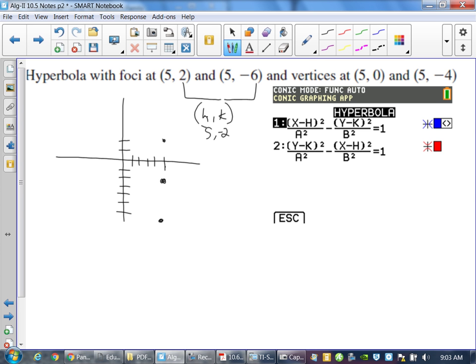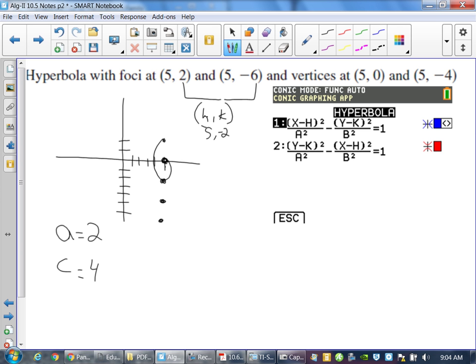Now I have vertices at 5 and 0, and 5 and -4. So the distance from the center to the vertex is A. How far is -2 to 0? 2. So our A value is 2. And then how far is it to the focus? 4. It's 4, so our value of C is 4.